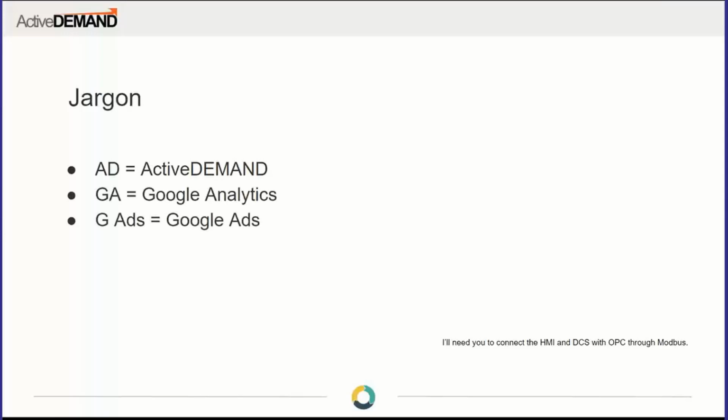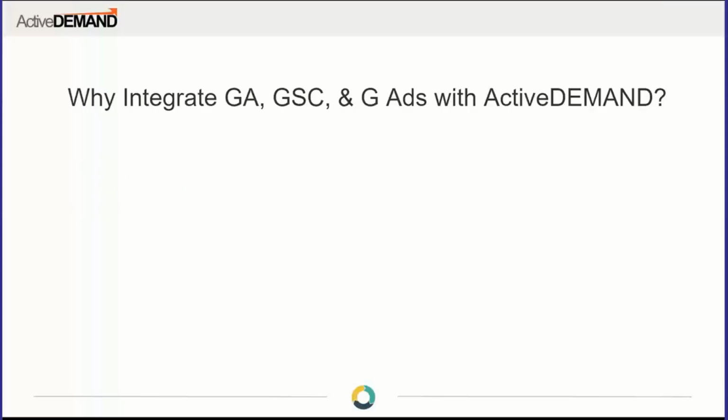First, let's talk a little bit about some jargon, because if I had to use the whole words every time through this presentation, it's going to take twice as long. So for this presentation, AD is ActiveDEMAND, G is going to be Google Analytics, G Ads, if you see it, is going to be Google Ads, and GSC is going to be Google Search Console. So those are the terms we're going to use today.